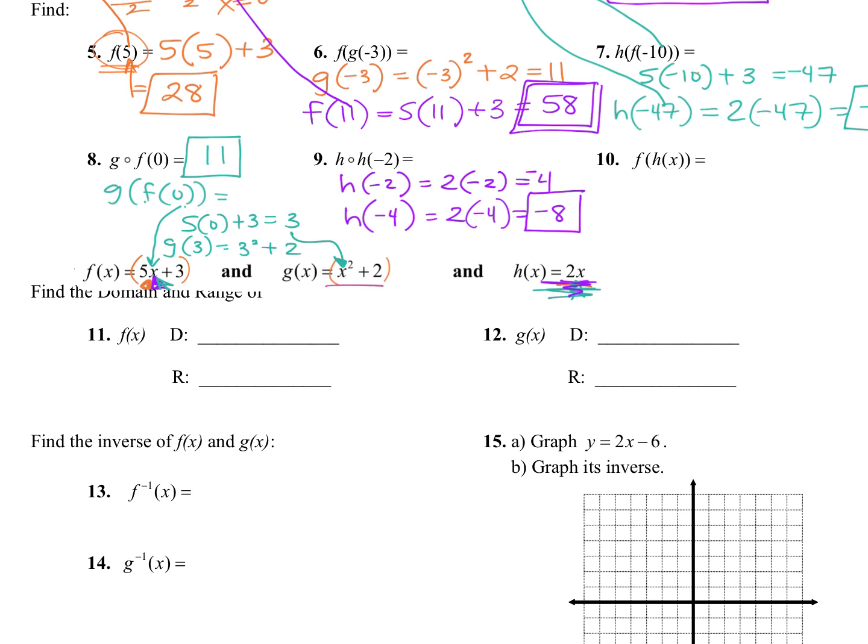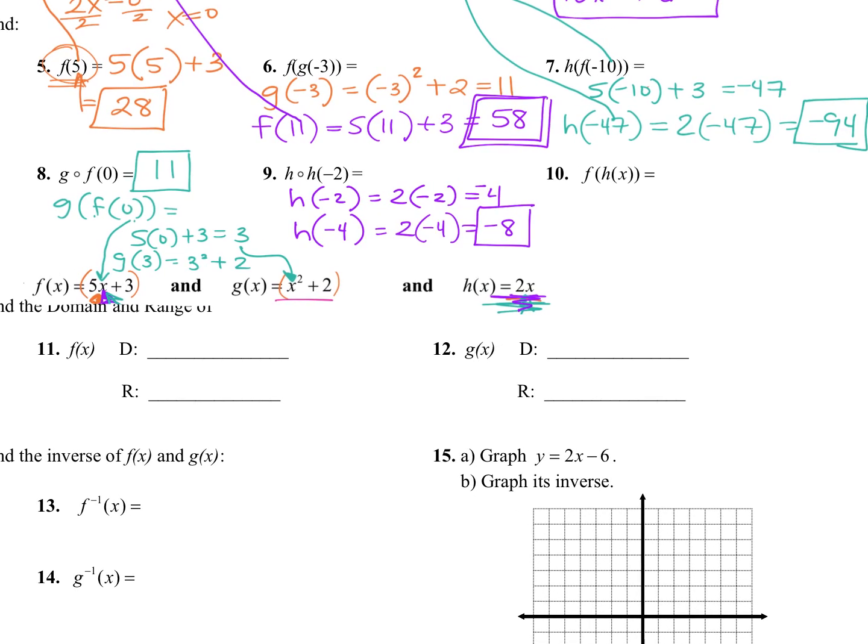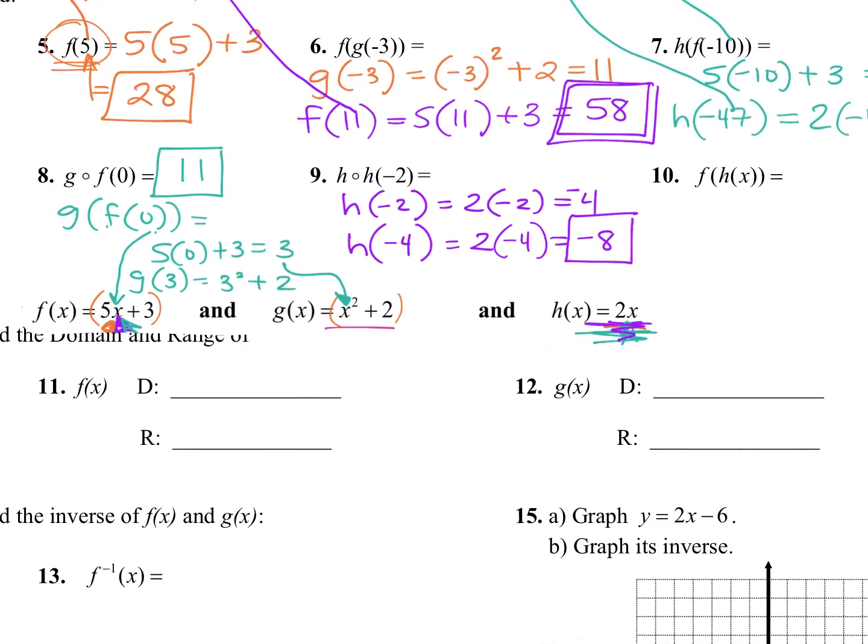Okay, now number 10. This seems to be the one that throws people the most. I actually think it's easier than the other ones because you only have to solve one thing. But I think people just let it trip them up a little bit. So here's how I want you to see this, okay? It's f of h of x.